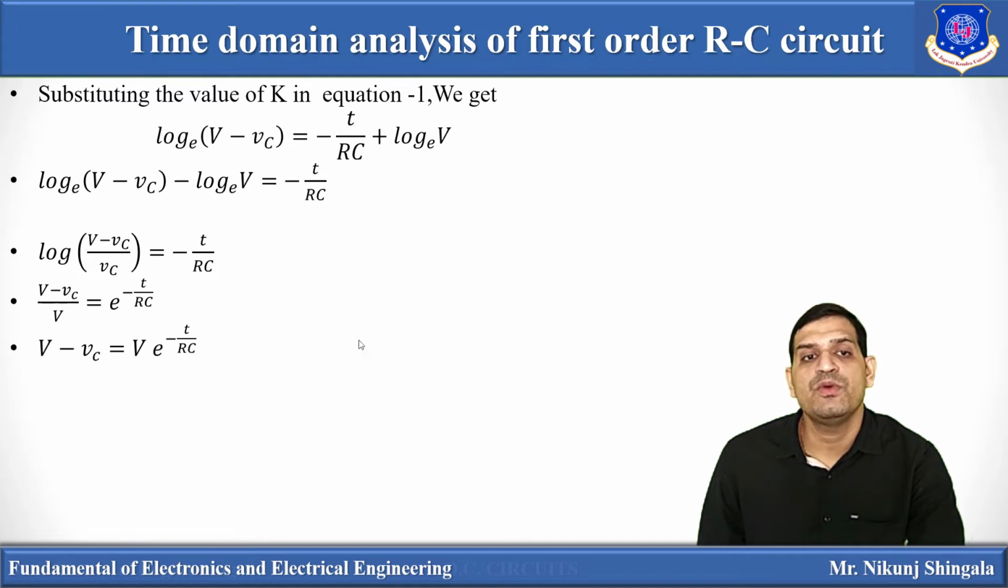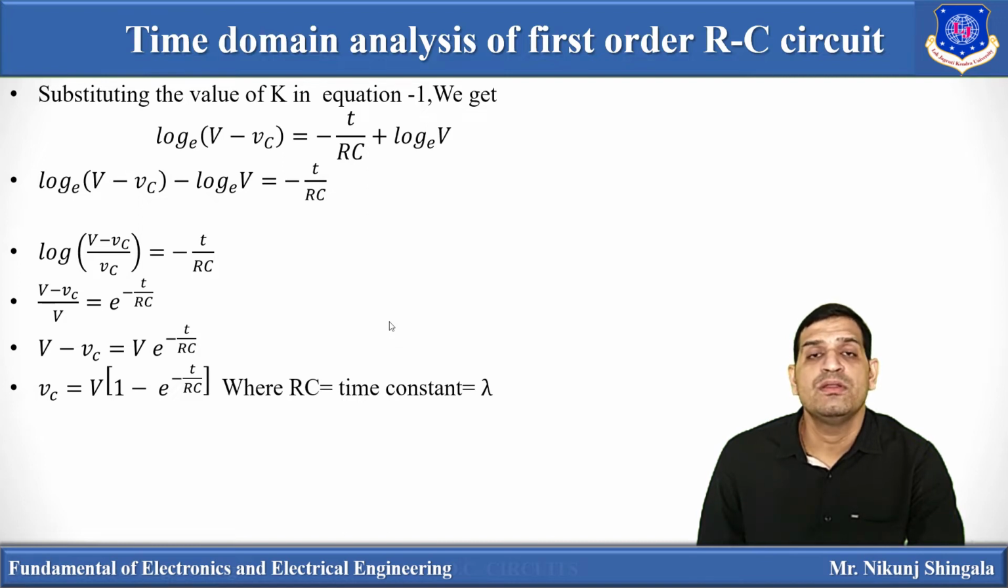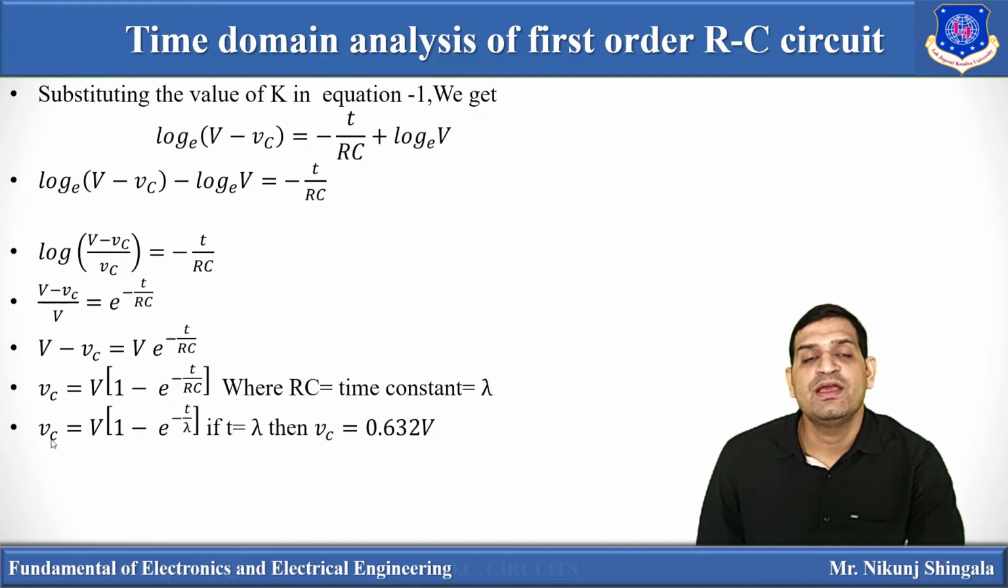And if we solve this equation, the final capacitor voltage equation, the charging voltage equation, we are getting is nothing but Vc is equal to V in bracket 1 minus e raised to minus t by Rc. Now we can define Rc, the product of resistance and capacitor, as the time constant, and that is denoted by lambda. So we can write Vc is equal to V in bracket 1 minus e to the power minus t divided by lambda.